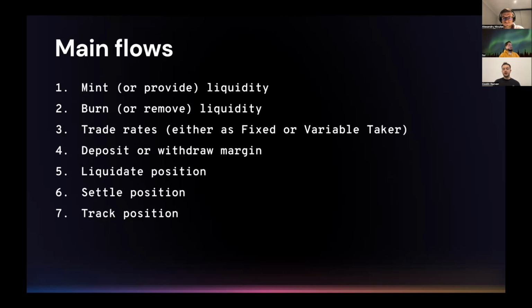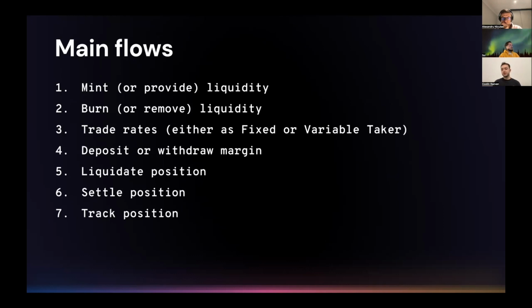Then 5 is where you can liquidate another position. So in order to keep the protocol safe, users can liquidate positions that are in the danger zone, that are at risk of becoming insolvent.